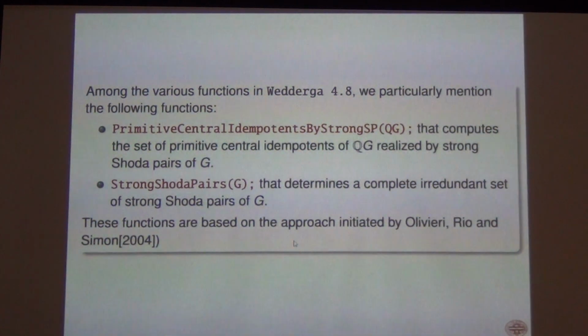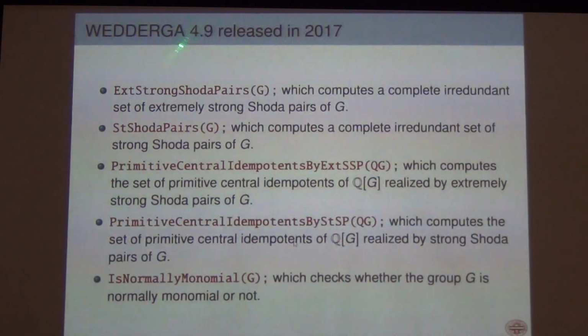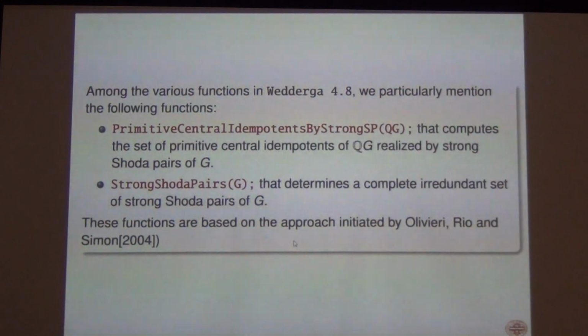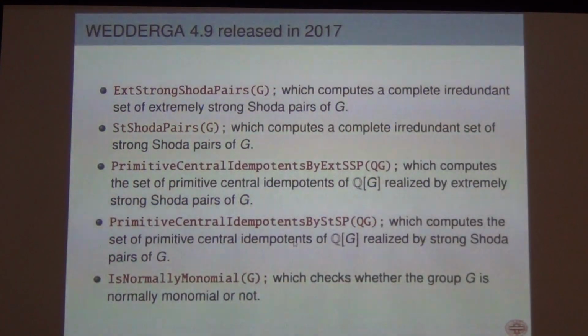Why am I mentioning these two functions? I will tell you. In Wedderga 4.9, and there are now many more advanced versions, released in 2017, we were able to push 5 more functions based on what we have been doing in finding the irredundant set of strong Shoda pairs. For example, this function name changed because the old function is no longer there. If you look at Wedderga now, this function is not there; instead you will see this function. But if you look at release 4.8, you have the older function. So this was the new function pushed up.